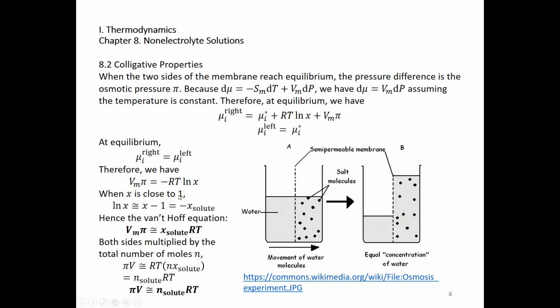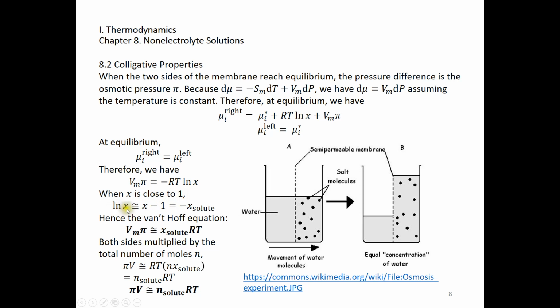When x is close to 1, we can expand ln x into its Taylor expansion, also called Maclaurin expansion, to get this approximation. When x is close to 1, ln x is approximately x minus 1. So really, if you have ln 0.99, it's very close to 0.99 minus 1, which is negative 0.01. So we can easily estimate the logarithm of any number that's close to 1.